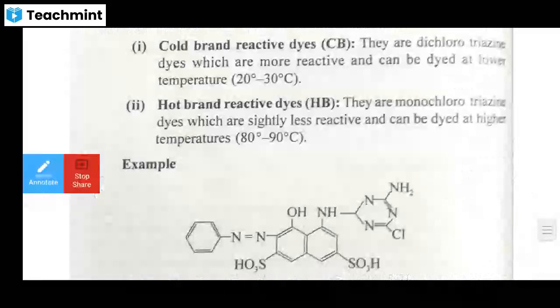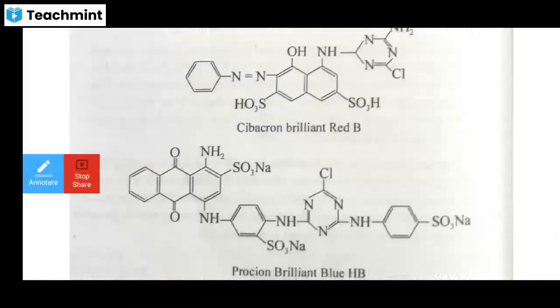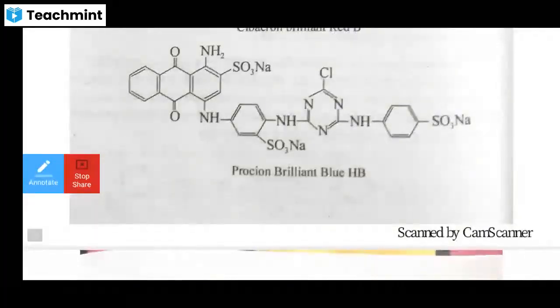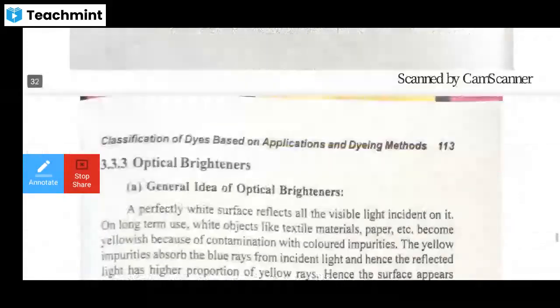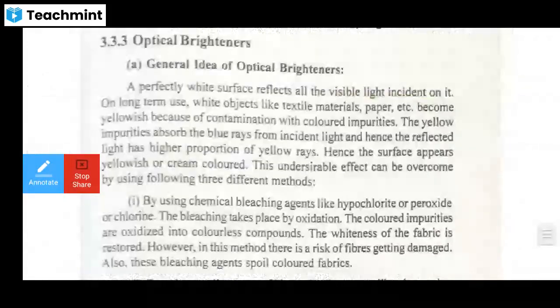The other one is performed at 80 to 90 degrees centigrade, so it is called hot brand reactive dyes. They are the monochlorotriazine dyes, which are slightly less reactive and can be dyed at the high temperature also. Examples are Cibacron Brilliant and Procion Brilliant Blue HB. These are the examples of the said dyes.